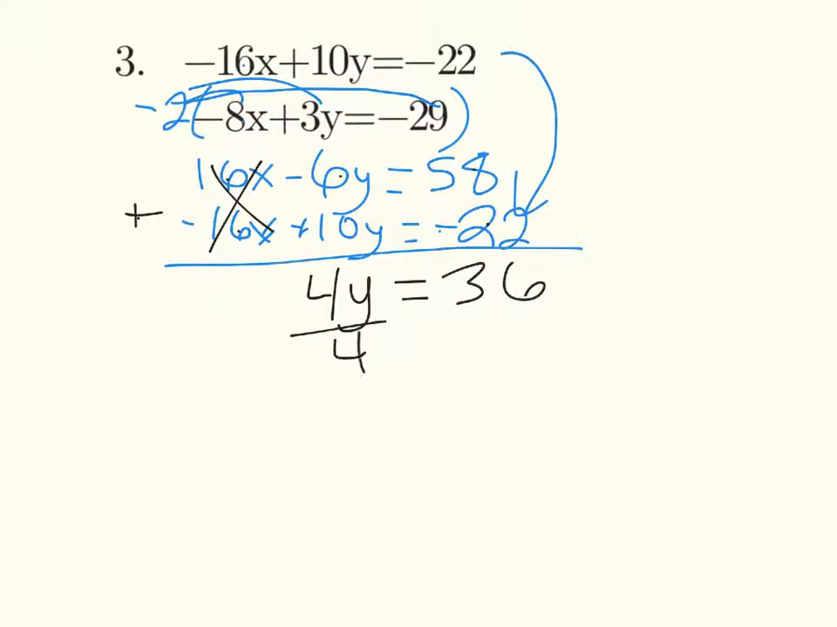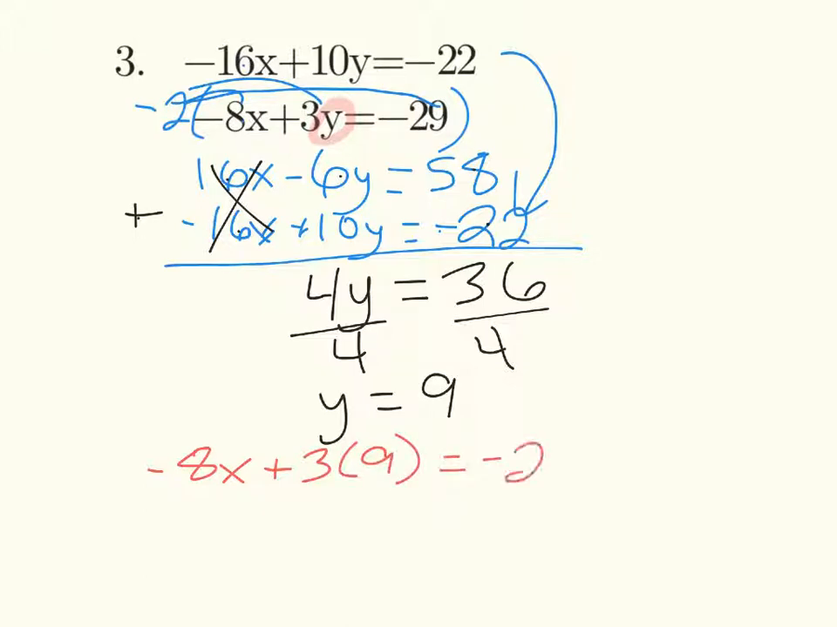And then it's nice and easy to solve again. So we get 9 as your answer for y. Again, pick one of your equations to substitute it in for. Let's do this one here. I'm going to substitute in for that y. So I plug it in, I get negative 8x plus 3 times 9 equals negative 29. I start solving. That's 27.